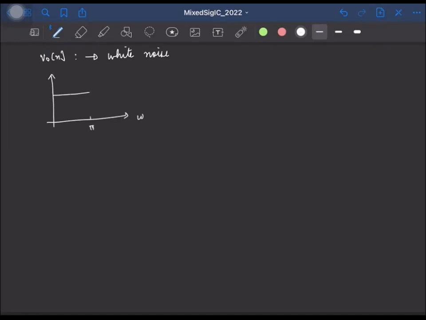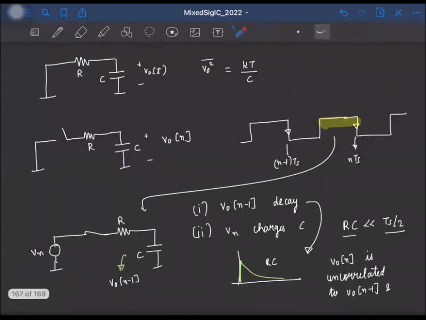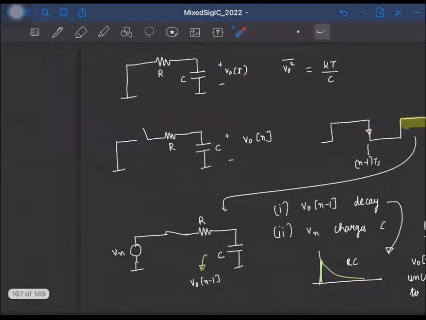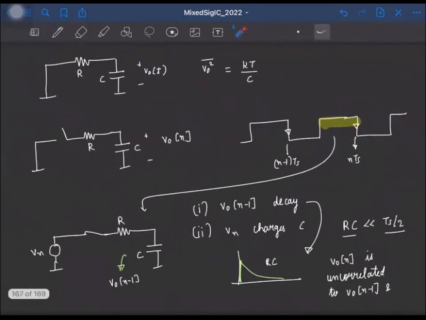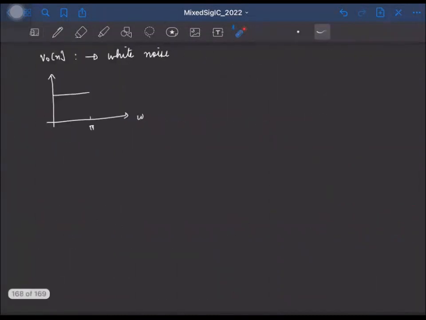Okay. So please remember that the continuous time noise, that is V naught of t, is not a white noise sequence, and that in turn has a shape like this. But the moment you sample this noise, V naught of t, to get the samples V naught of n, and if you choose the RC time constant to be much smaller than Ts by 2, the noise samples will be white, and the sampled noise will have a flat spectrum like this.